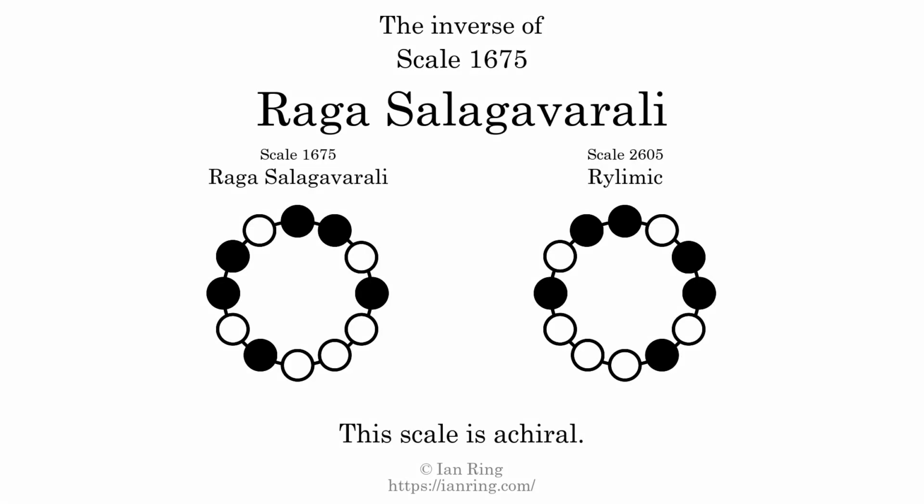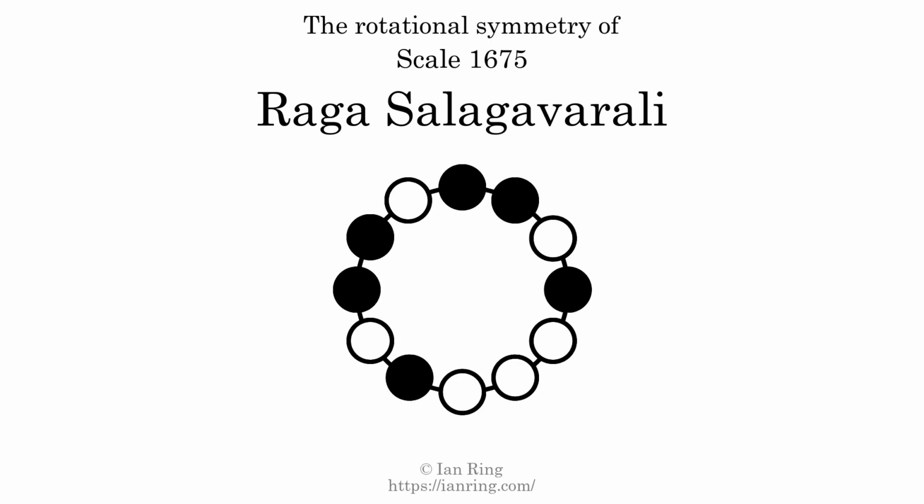The inverse of a scale is a mirror image. It is what you get when the sequence of intervals is reversed. The inverse of this scale is scale 2605, also known as Riemannic. This scale is achiral, since it can transform into its own reflection by a rotational transformation. This scale has no rotational symmetry.